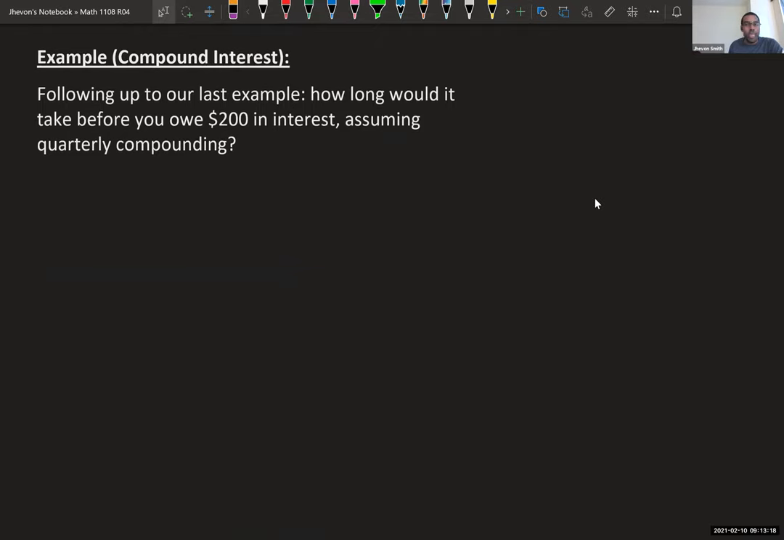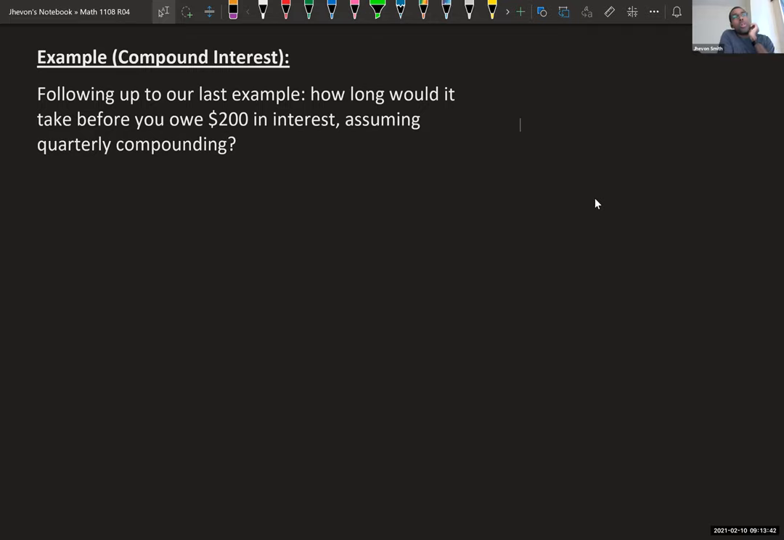Most situations you're going to be hit with compound interest when you're going to an institution or a lender. There are some simple interest things, though. How long would it take before you owe $200 in interest? Okay, assuming quarterly compounded. So how do you guys think I would go about answering that question?